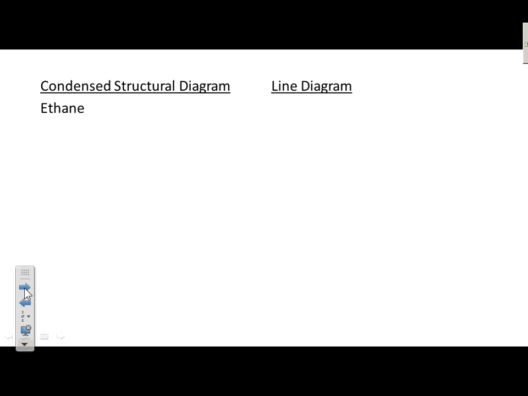So ethane is a very simple alkane. It's got 2 carbons in it. And if I were to draw the condensed structural diagram, I'd have a CH3 and a CH3. There I've put the H's in there. That's the way we do it for a condensed structural diagram. In terms of a line diagram, very simply, just draw the bond. That's it. That's the whole thing. That is the line diagram.